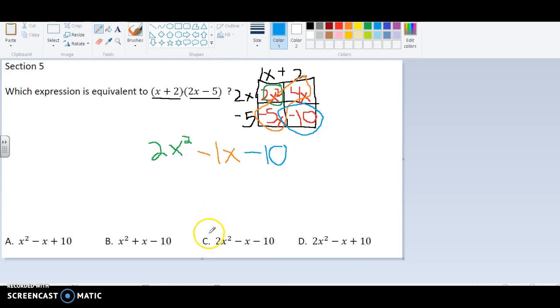And so our answer is still C. So you decide which method you prefer and go with that. Now you are ready to move on to the section 5 practice.